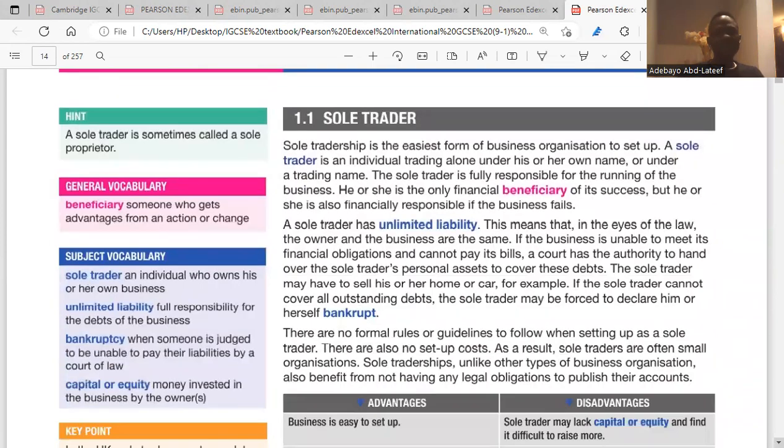So we're going to start today with sole trader. Who is a sole trader? Here it says sole tradership is the easiest form of business organization to set up. A sole trader is an individual trading alone under his or her own name or under a trading name. The sole trader is fully responsible for the running of a business. He or she is the only financial beneficiary of its success, and is also financially responsible if the business fails. So a sole trader is that individual who owns their own business. Whatever he or she does is for him or her. Both the benefits and the liability around it, he or she bears the risk. Do you understand? That's why we call it a sole trader.